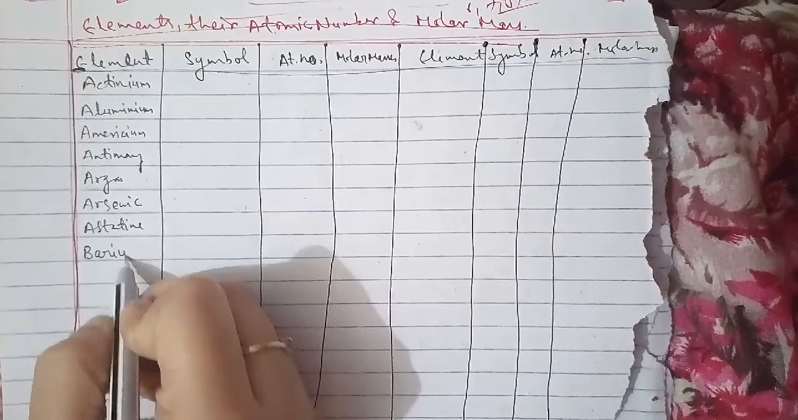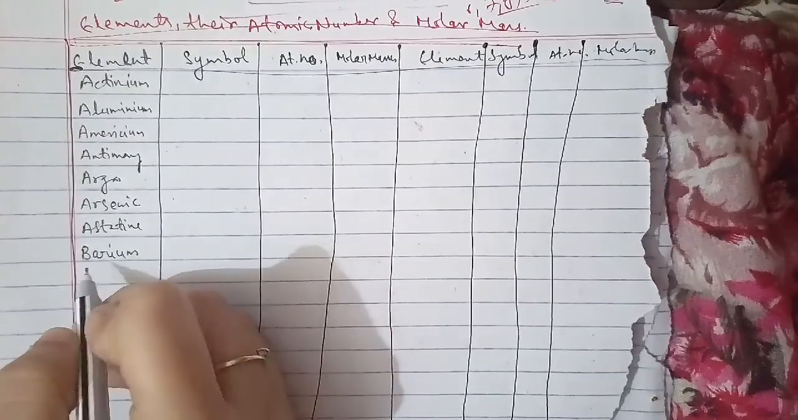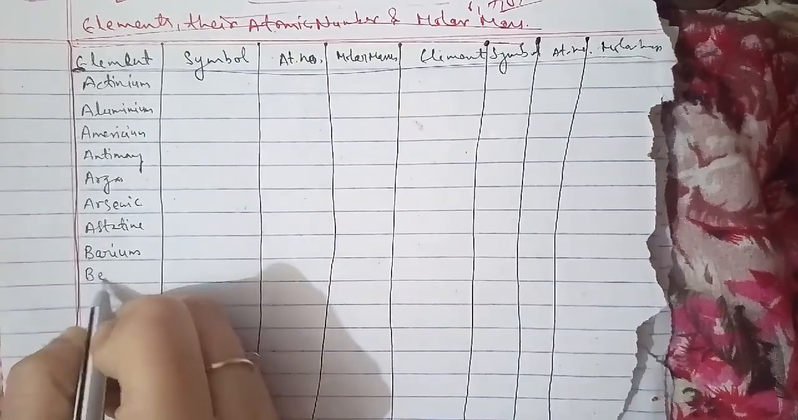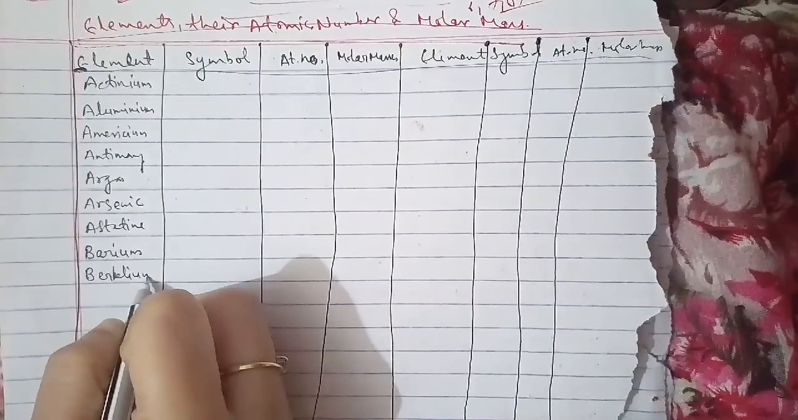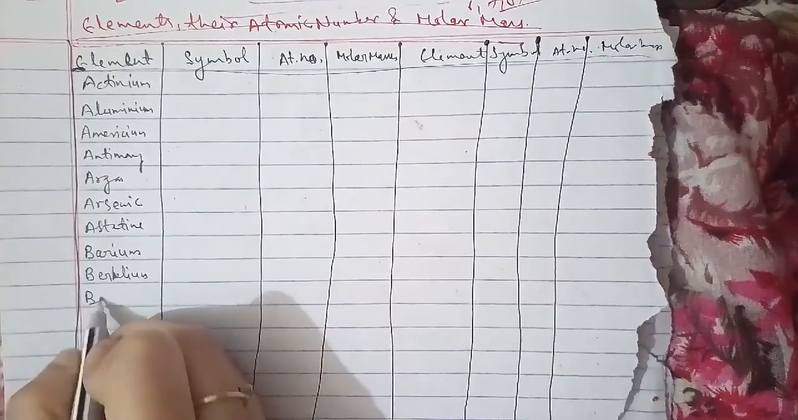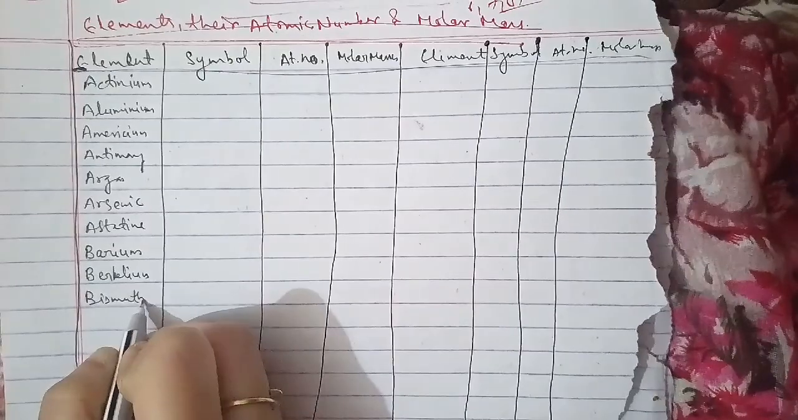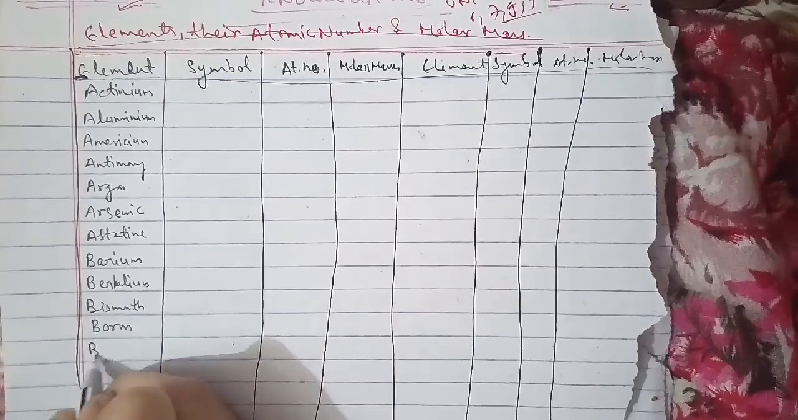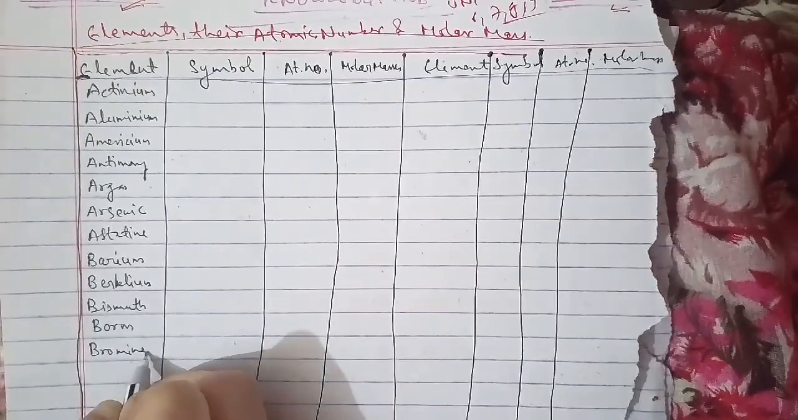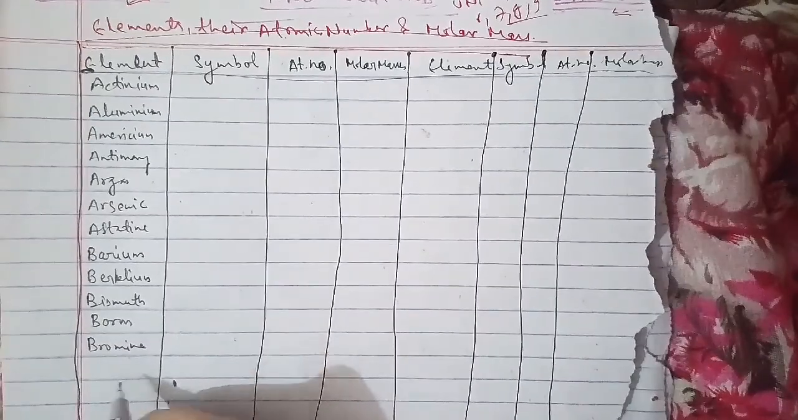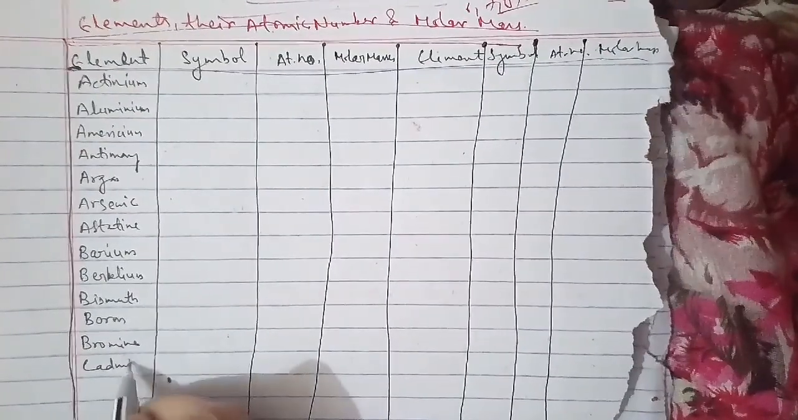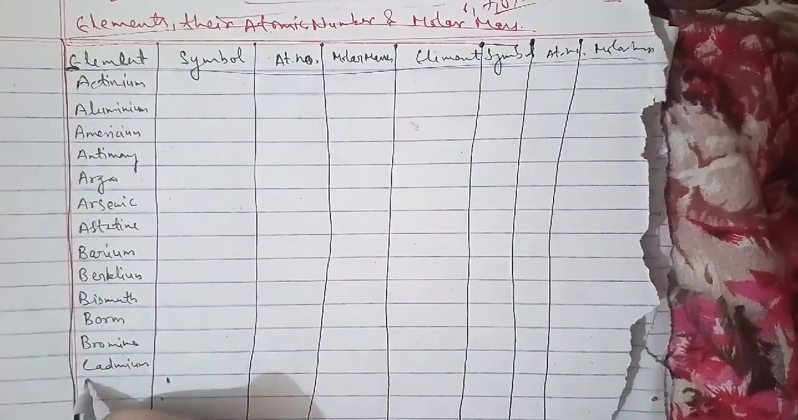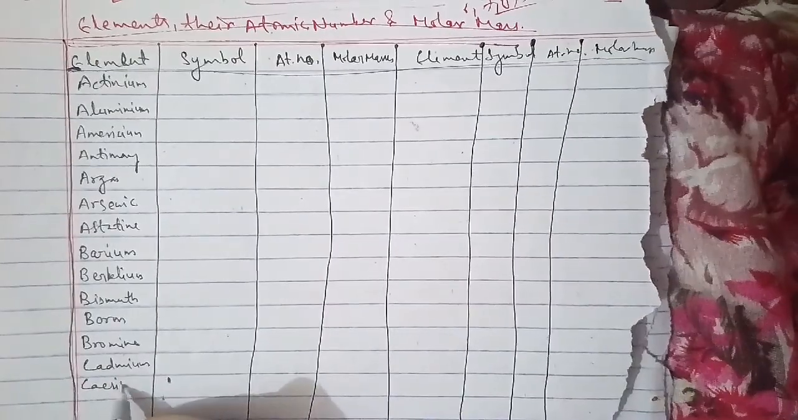Then we have beryllium. Then we have bismuth. Then we have boron, bromine. Then we have cadmium. Then we have calcium. Then we have californium.